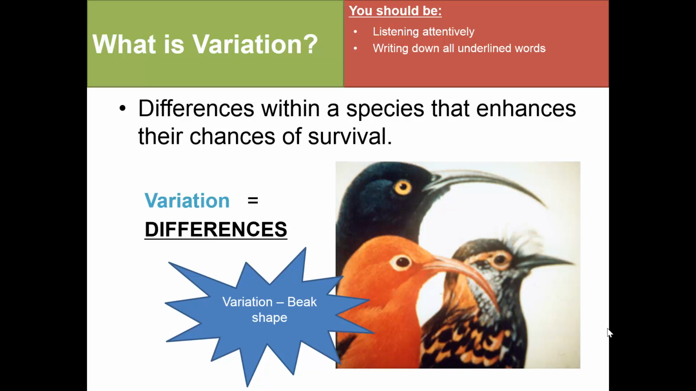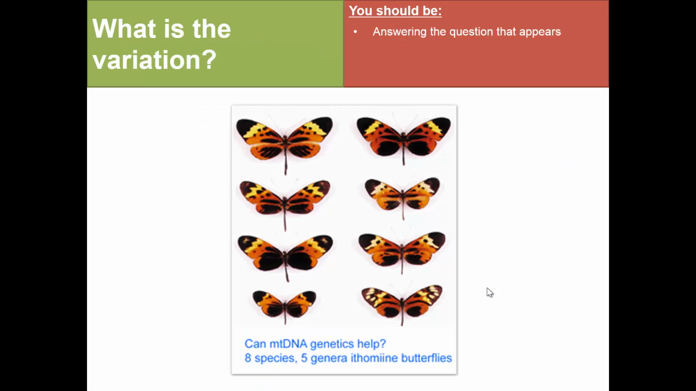So if you were to look at this picture here, I can see that they're all birds, but they have a variation, meaning they have a difference. The variation that I see right offhand is the shape of the beak. This one has a very long beak, this one has a much shorter beak, and this one is very curved. So that would be a variation. Let's try a couple more.